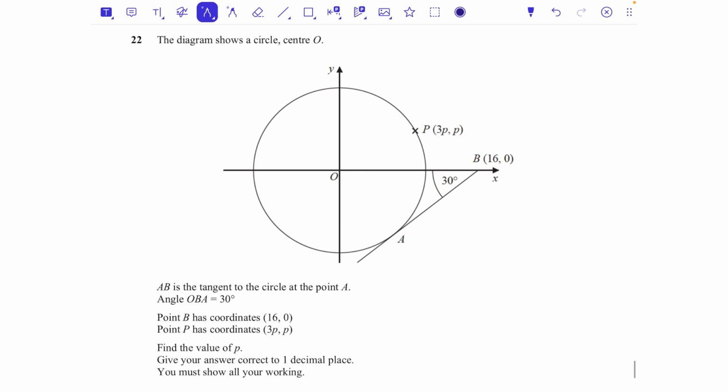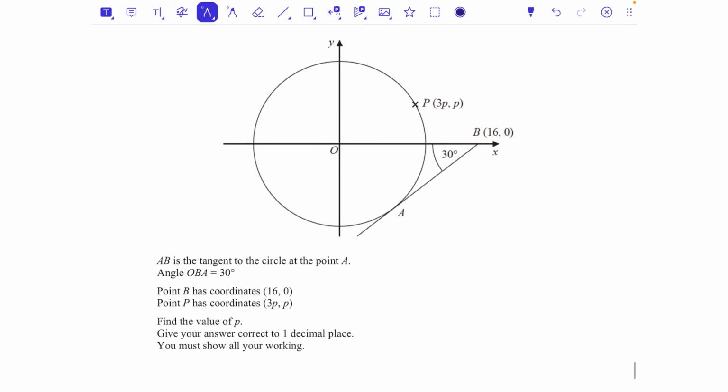And it keeps going. Question number 22. The diagram shows a circle, centre O. AB is tangent to the circle at the point A. Angle OBA is 30 degrees. Point B has coordinates 16, 0, and point P has coordinates 3p, p. Find the value of p. Give your answer correct to 1 decimal place. You must show all your working.